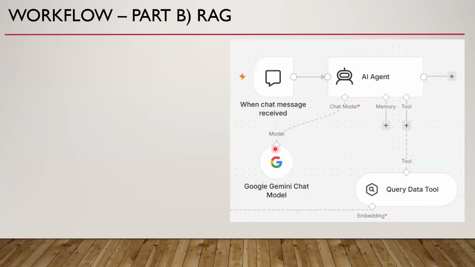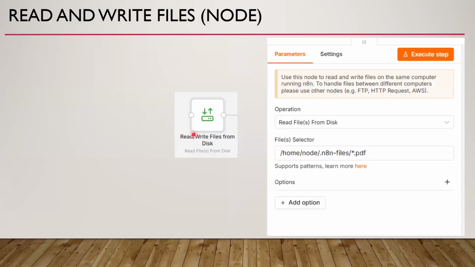So let us quickly go through the settings. This is our read and write files from disk node. So this points to our virtual directory here, and this directory corresponds to the actual path which we have mounted, and in that actual path we have placed our PDF files.